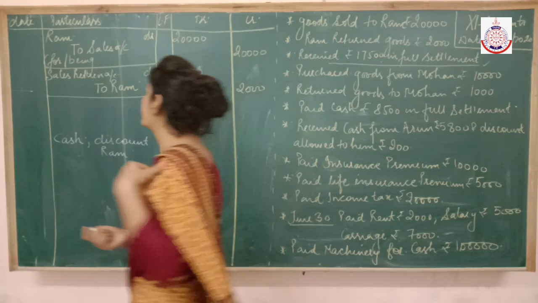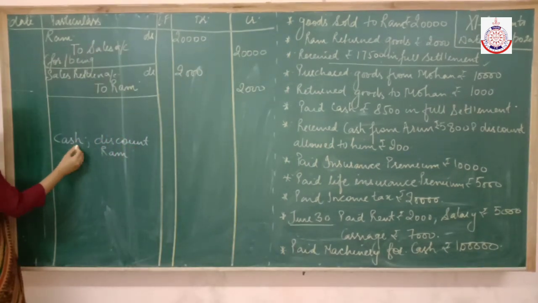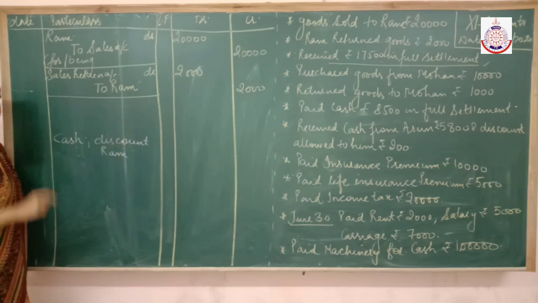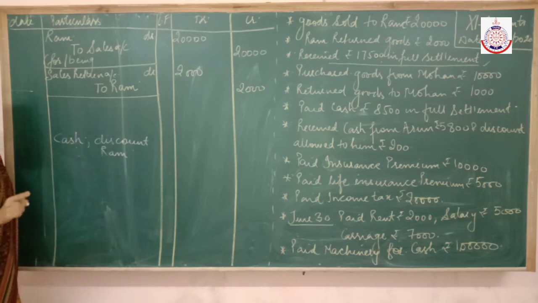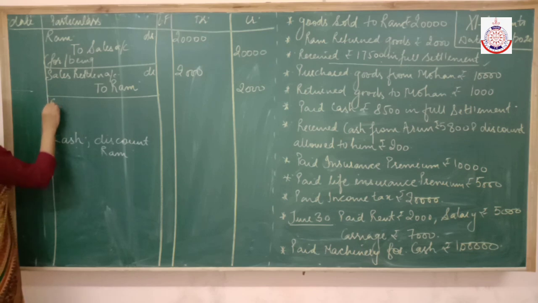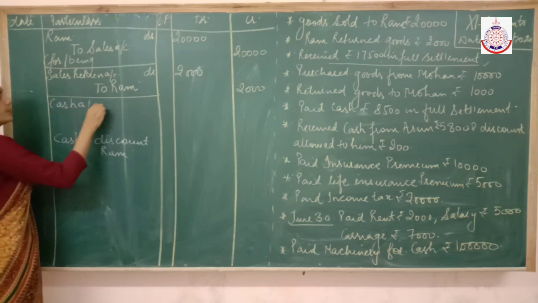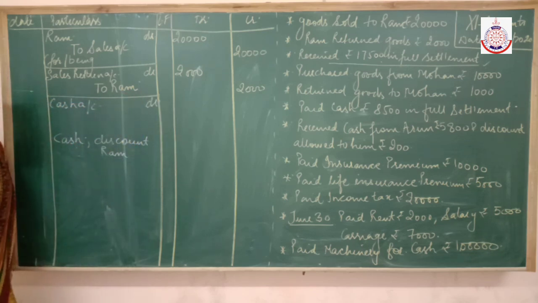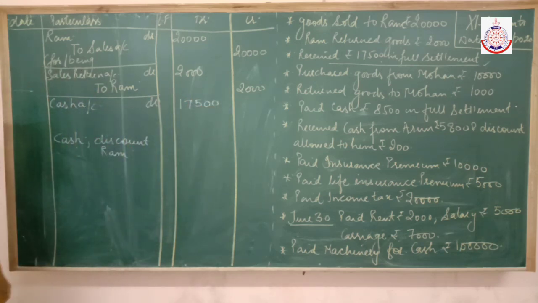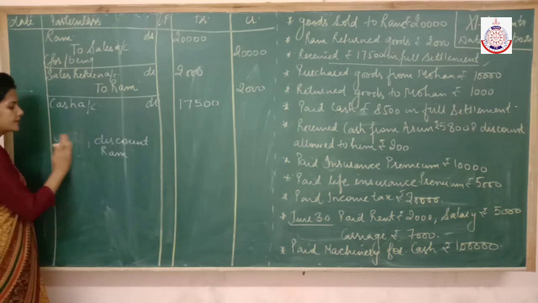Now see how to pass the entry. Cash, real account; discount, nominal; Ram, personal. It means all the 3 rules will be applicable at the same time. You are receiving cash. It means cash is coming into the business. Cash is an asset. Rule of assets will be applicable: debit what comes in, credit what goes out. So cash is coming into the business, so you debit cash account. How much cash is coming? 17,500. Correct?